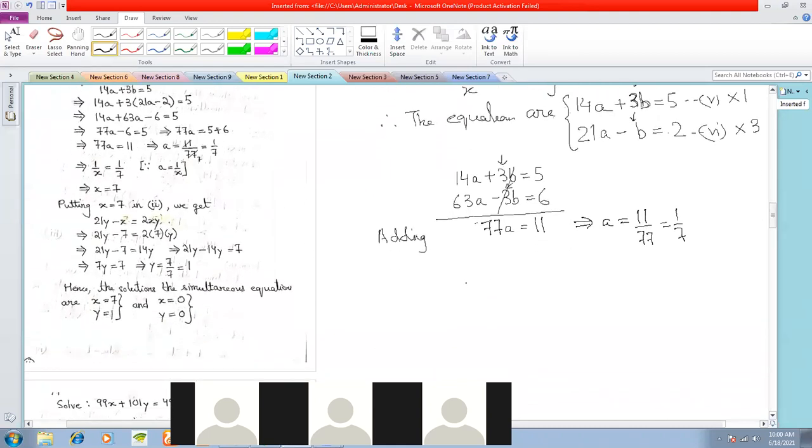Now a we have taken as 1 by x. That means 1 by x is equal to 1 by 7. That means if you cross multiply now, you get x is equal to 7. Okay, so this is the value of x that we have.